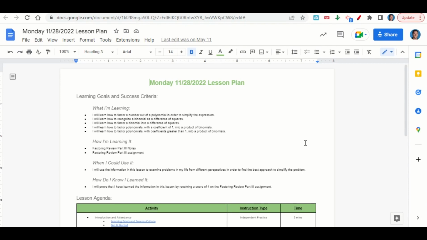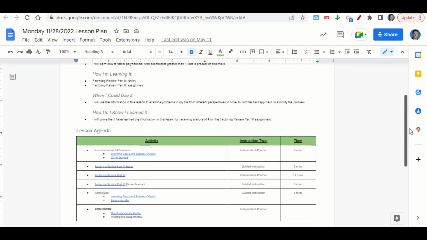How are we learning it? Through the Factoring Review Part 3 notes and the Factoring Review Part 3 assignment. When can we use this information? To examine problems from your life in different perspectives in order to find the best approach to simplify the problem. How do we know we learned it? By getting a score of 4 on the Factoring Review Part 3 assignment.